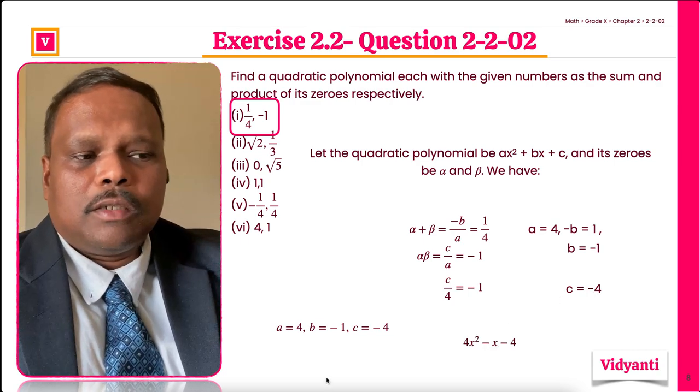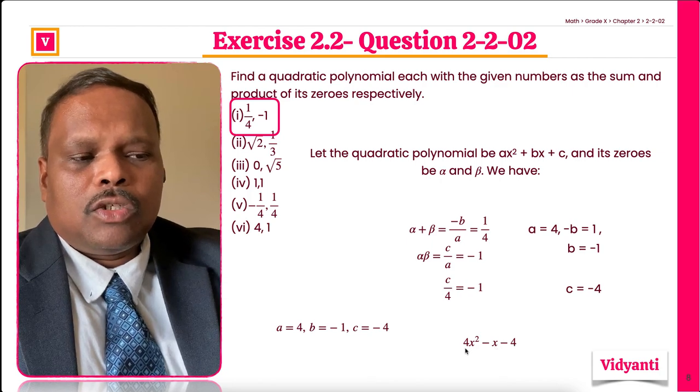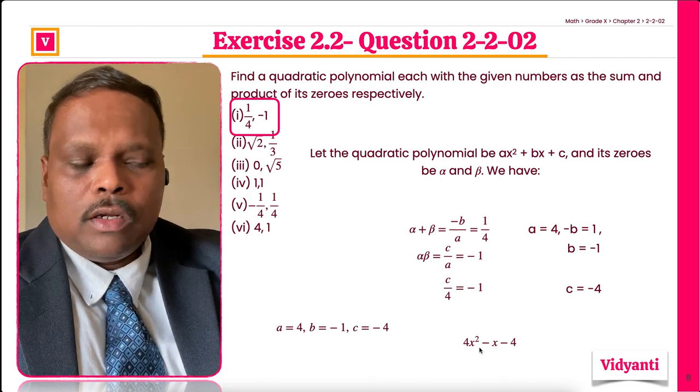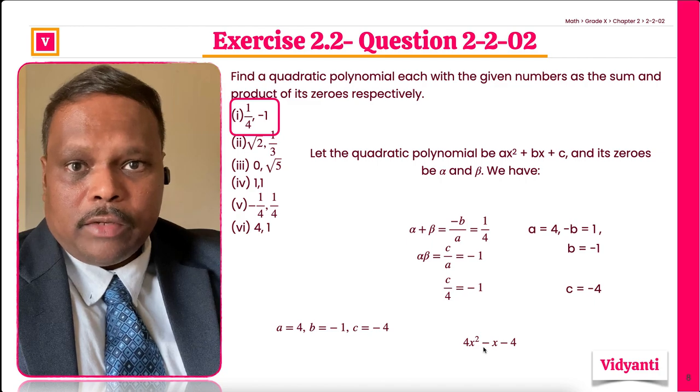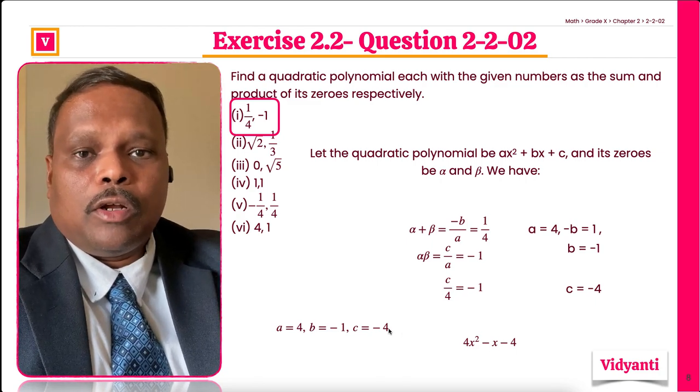So we can construct the polynomial ax square plus bx plus c. So a we will substitute as 4, b we will substitute as -1, and c we will substitute as -4. So this is the polynomial.